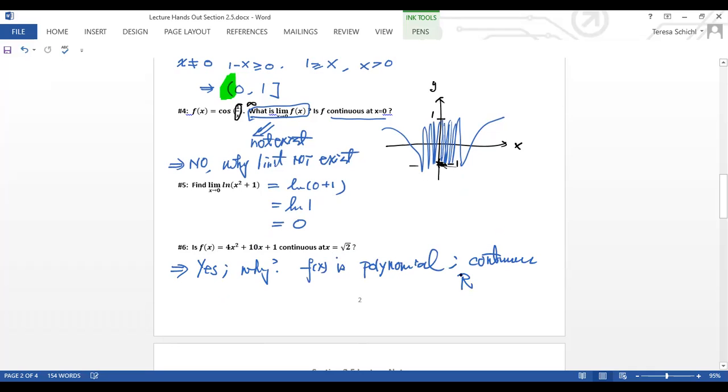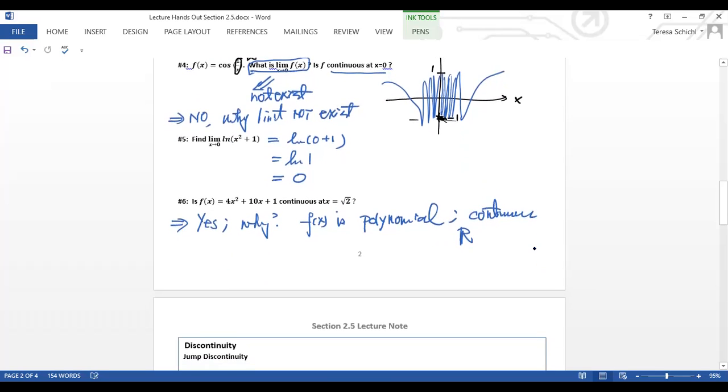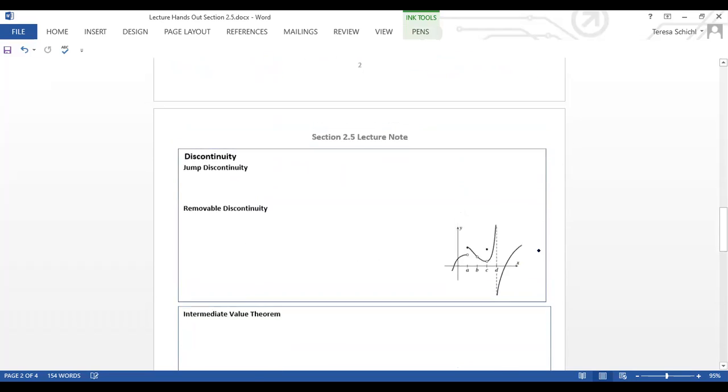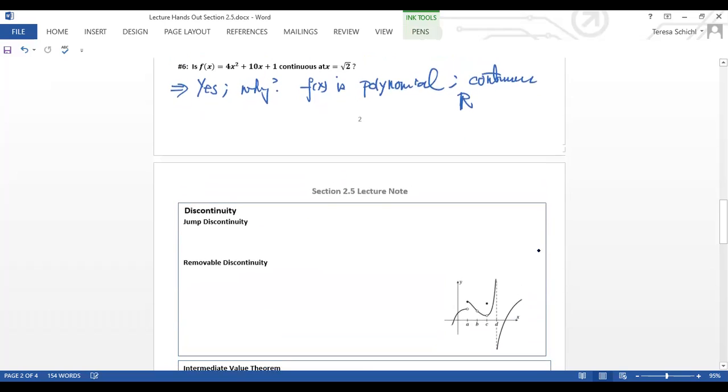Continuous at all real numbers, right? So of course, the square root of 2 will be continuous. So it will be continuous at the square root of 2. Okay, so the next thing here, we're going to talk about discontinuity.